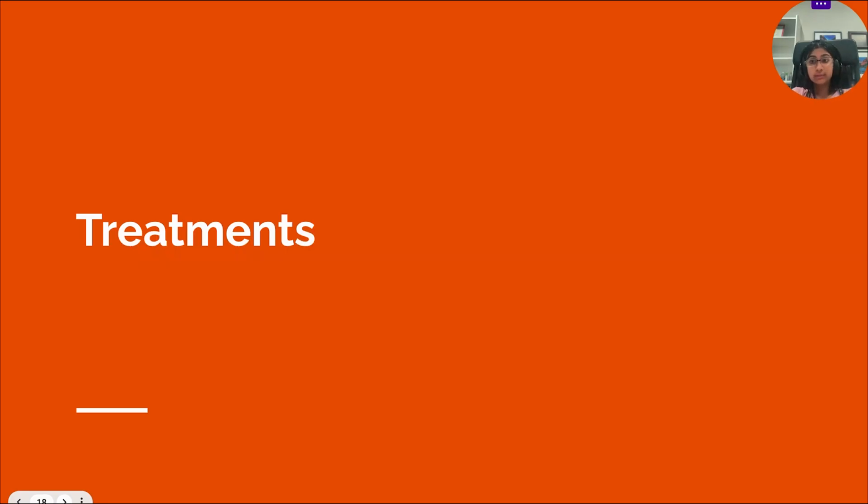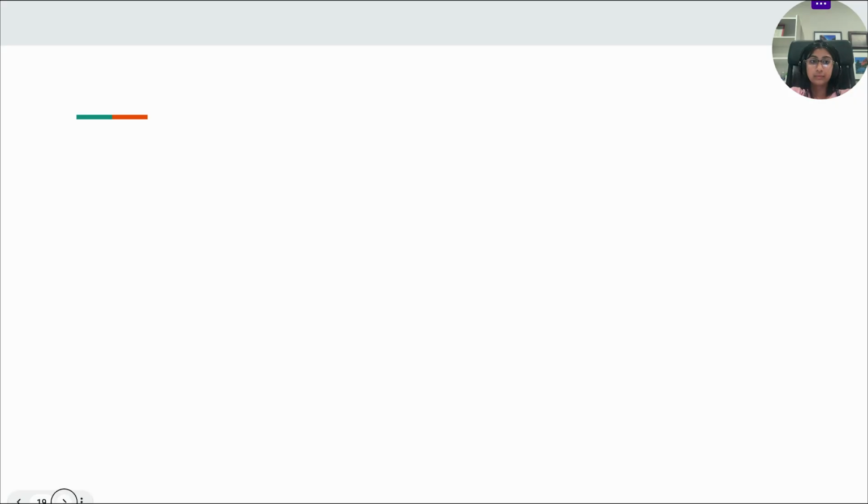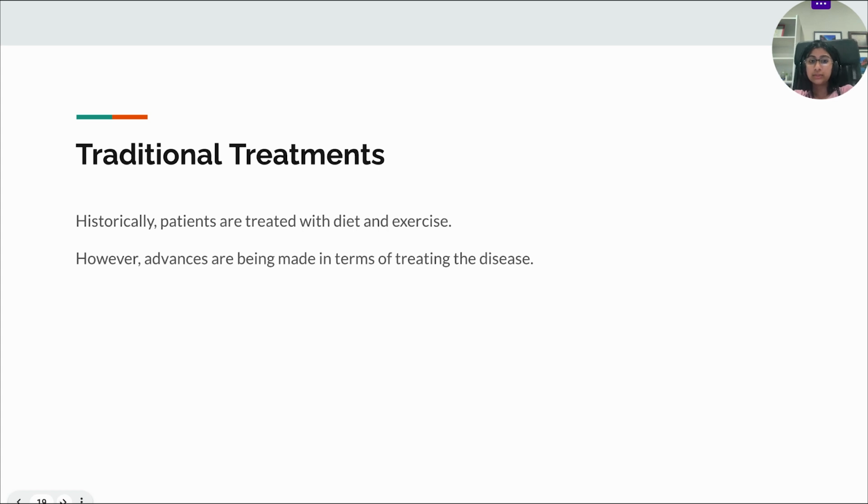Here are some treatments for the disease. Traditional treatments for MASLD have historically included diet and exercise. However, advances have been made and are continuing to be made in terms of treating the disease. Next, I will show a figure that details some more of these treatments.